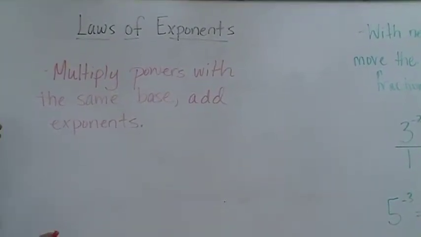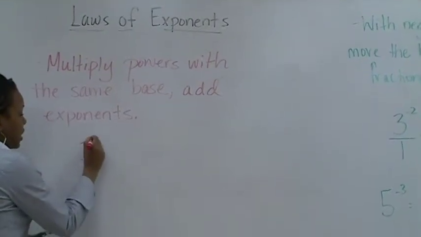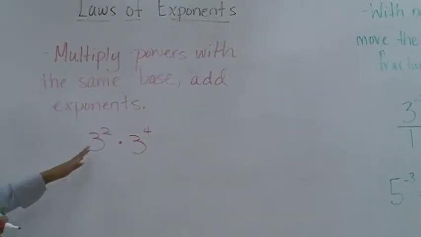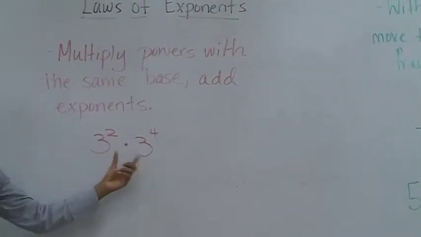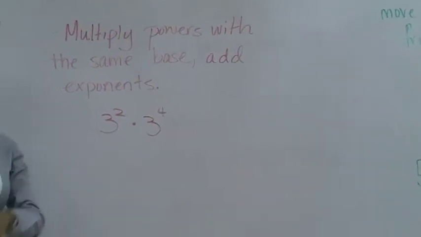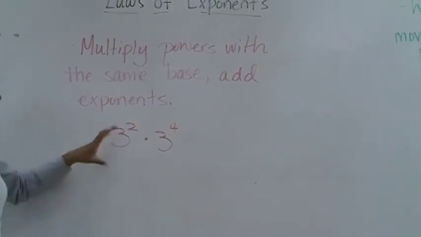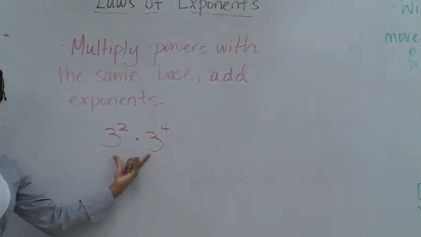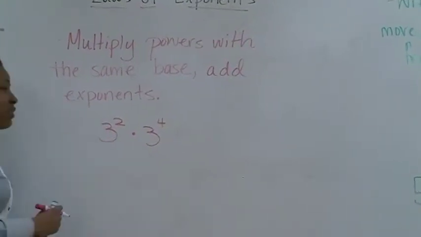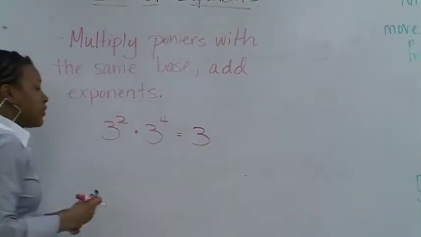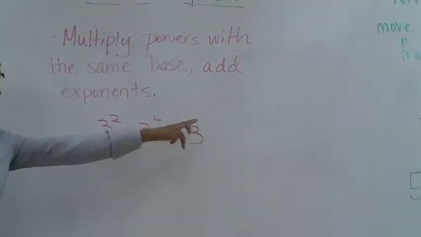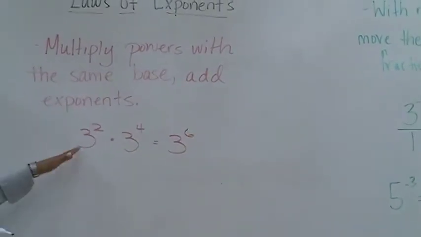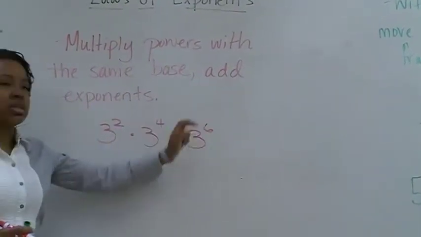So for example, if you have 3 to the second power times 3 to the fourth power, do these two powers have the same base? Do we know what the base is? The base is the big number. They both start with a B. Base is the big number, exponent is the little number. So do these two powers have the same base? Yeah. What's the base? 3. So if they have the same base, you keep the base. All you have to do is add the exponent. So what is the answer going to be? 3 to the 6th power. So 3 to the second times 3 to the fourth equals 3 to the 6th.